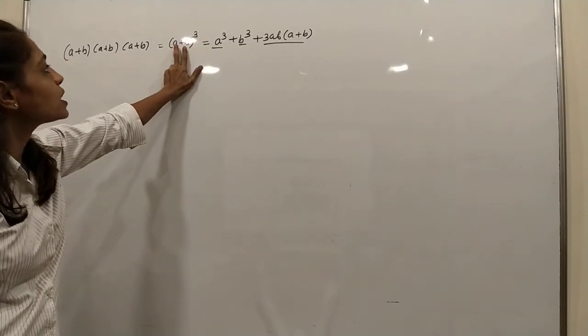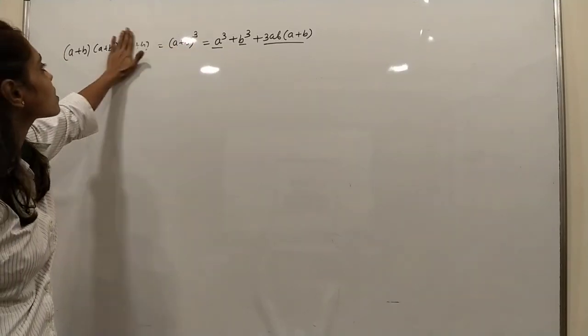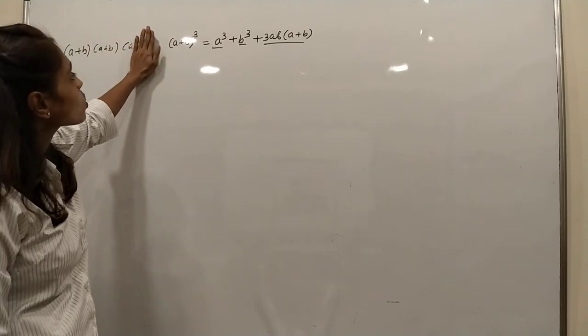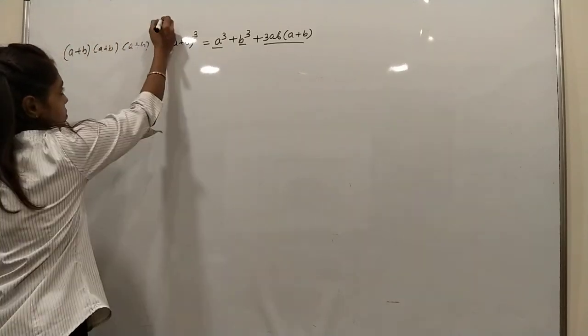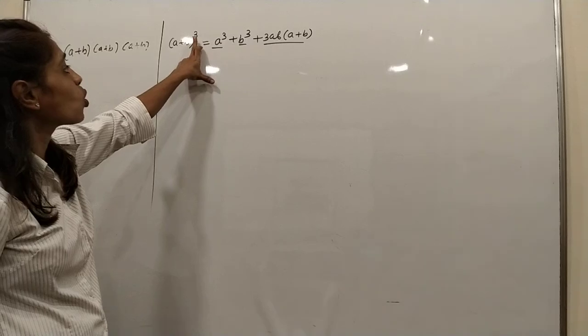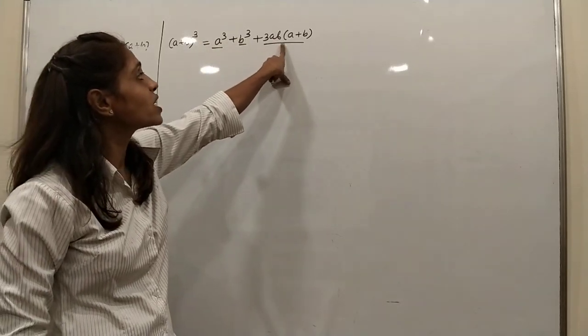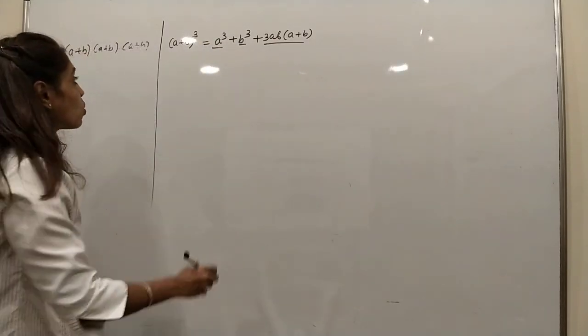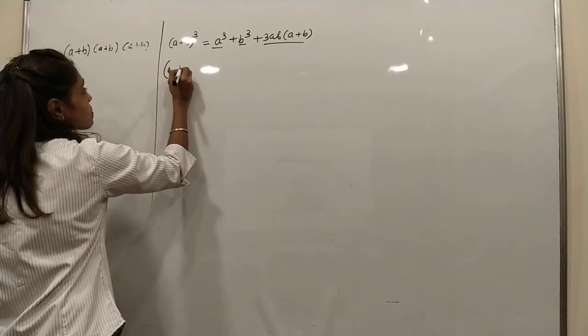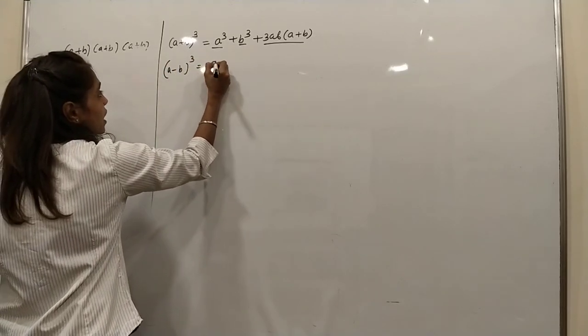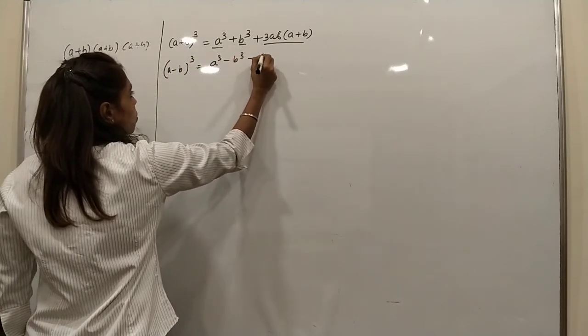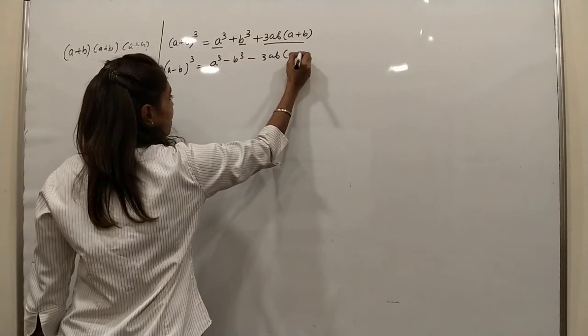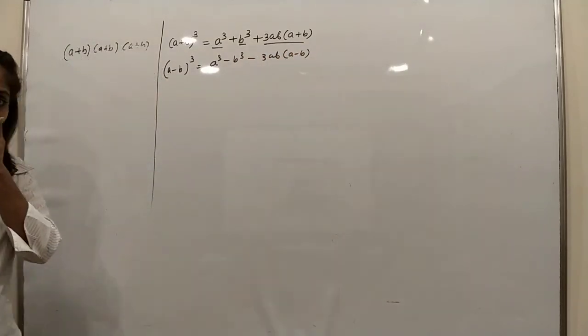And what is a plus b? The same bracket 3 times. It is just for your knowledge. A plus b the whole cube is a cube plus b cube plus 3ab into a plus b. Okay. Now what is the a minus b whole cube formula? It is a cube minus b cube minus 3ab in bracket a minus b. Right?